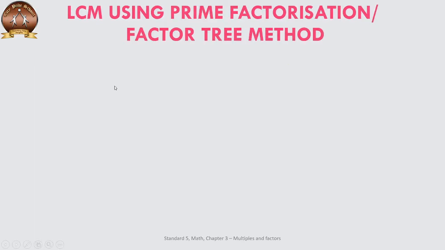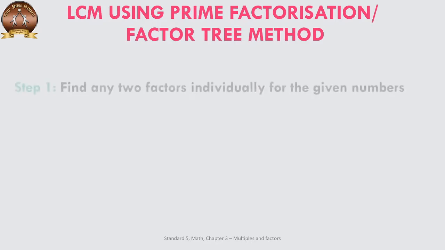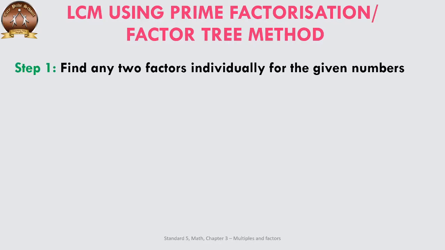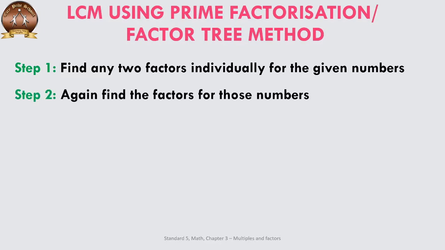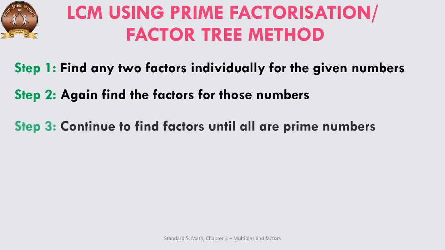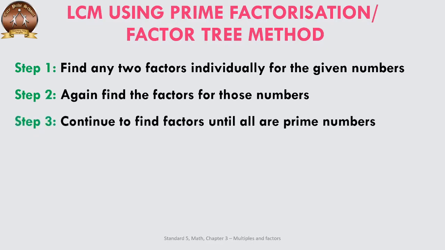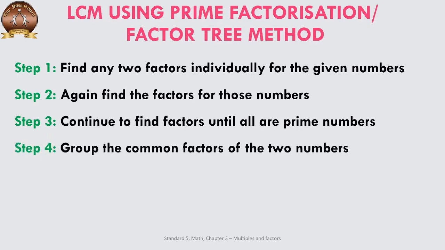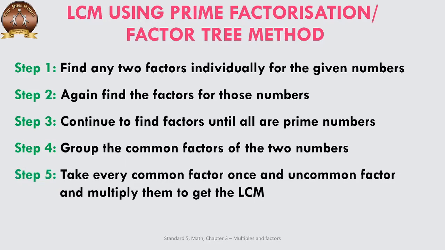The third method used to find the LCM is the prime factorization or the factor tree method. The steps included in it are: find any two factors individually for the given numbers. Again find the factors of those numbers. We are going to again and again find the factors till we get prime numbers as the last numbers. Then we are going to group the common factors of the two numbers. Then we are going to take every common factor once and the uncommon factors, and we will multiply them together to get the LCM.